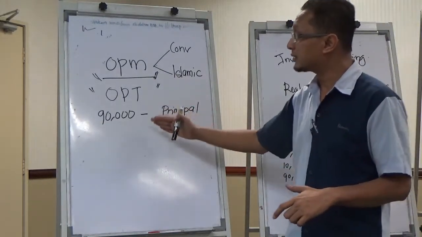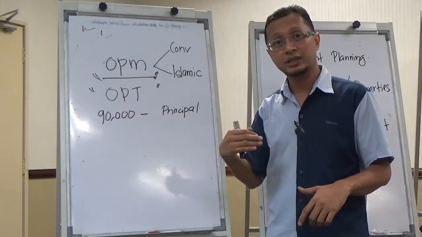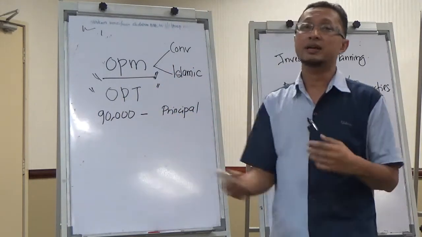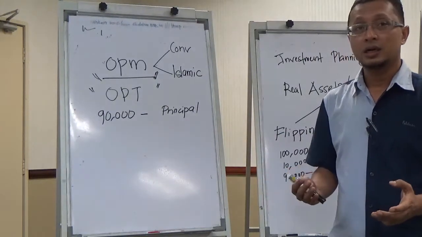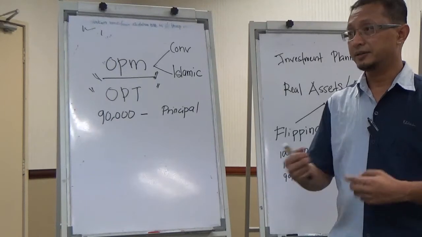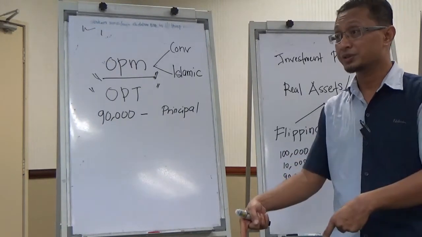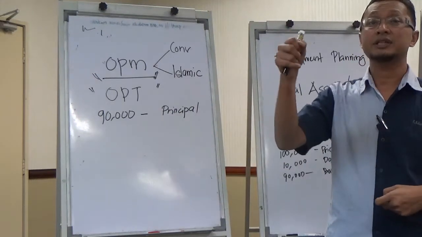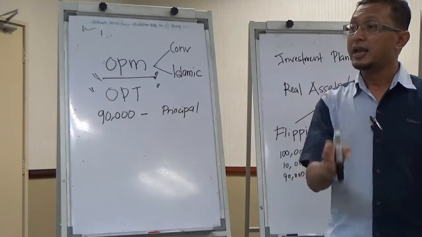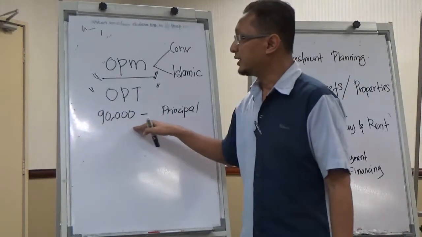So what the bank will do is buy the house first, then sell it to us. So we are the purchaser, the buyer of the house. Even though in the first place we want to buy the house, the bank buys the house first and then sells it to us at an agreed selling price. Okay, now let's say 90,000.